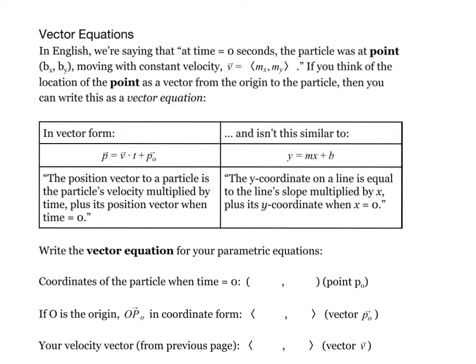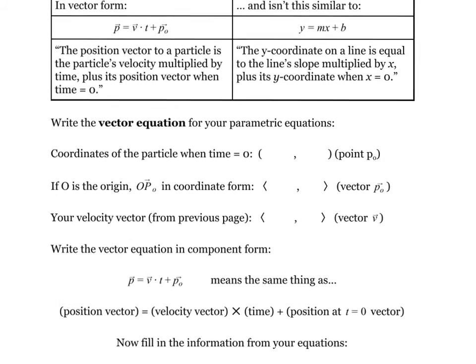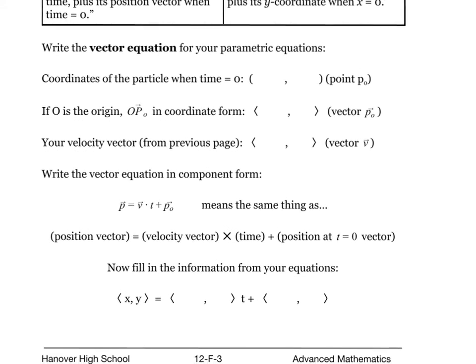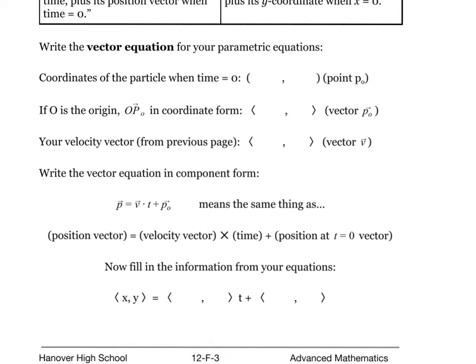Okay, let's build up the vector equation for our moving bird. So the coordinates of the particle, think bird, when the time was equal to 0. That's the very first point on that graph on the first page when the t was equal to 0. And that was coordinates -7, -4. That's our initial point. That's like our b in y equals mx plus b.